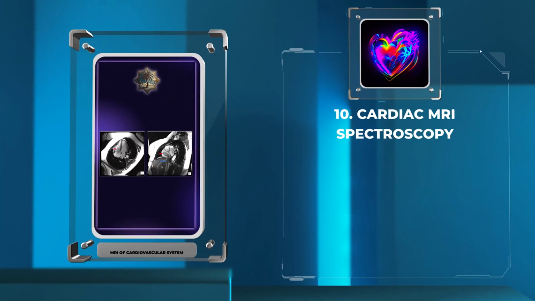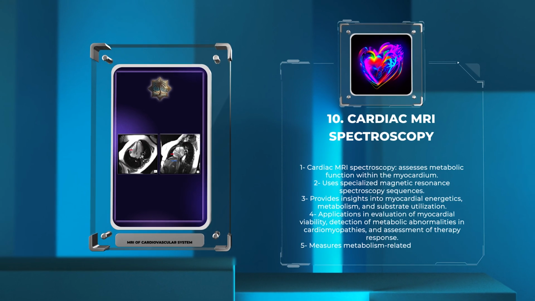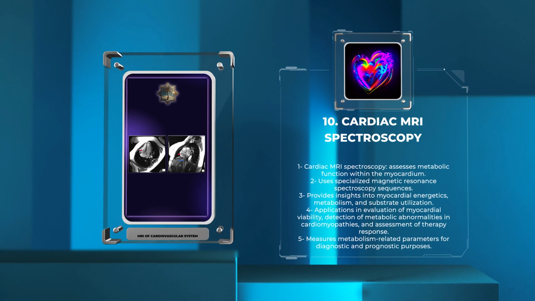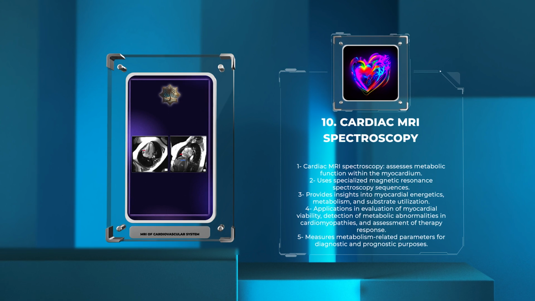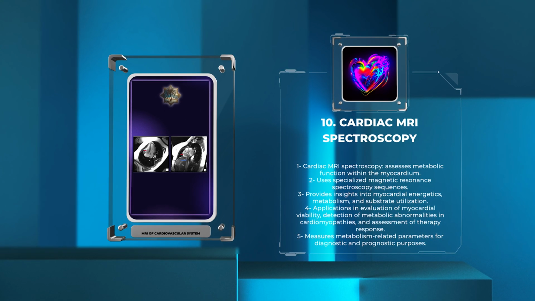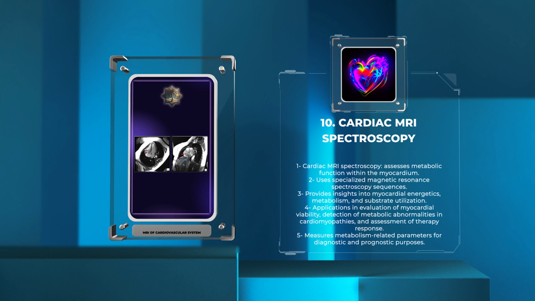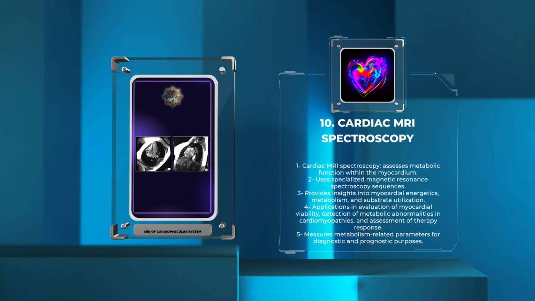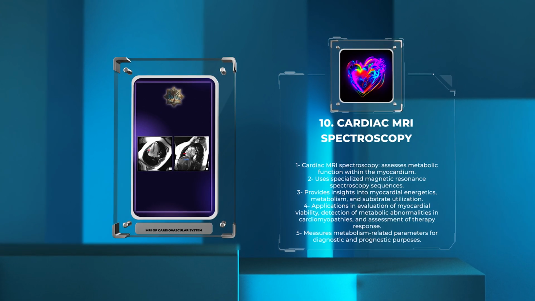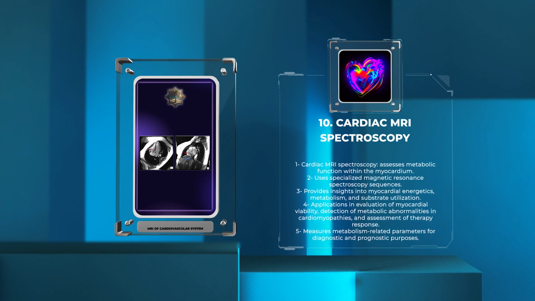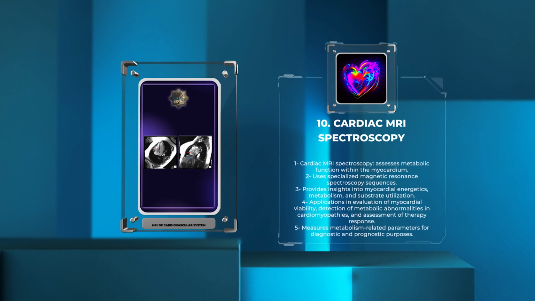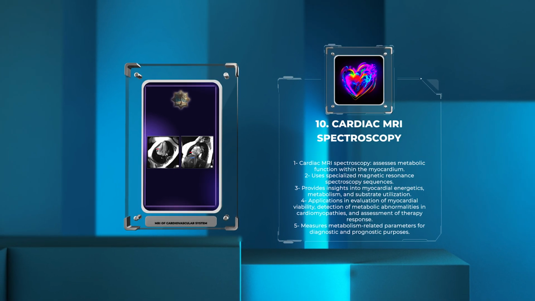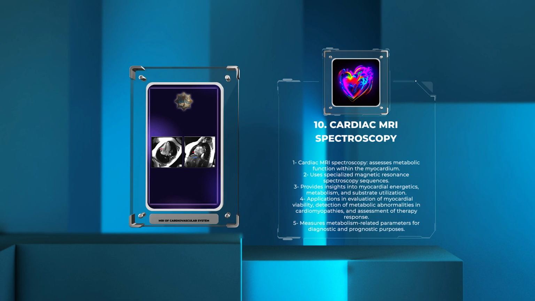Cardiac MRI spectroscopy is an advanced technique that allows for the assessment of metabolic function within the myocardium. By using specialized magnetic resonance spectroscopy sequences, it provides insights into myocardial energetics, metabolism, and substrate utilization. Cardiac MRI spectroscopy has applications in the evaluation of myocardial viability, detection of metabolic abnormalities in cardiomyopathies, and assessment of response to therapy. It can measure metabolism-related parameters, such as creatine kinase and high-energy phosphates, providing valuable information for diagnostic and prognostic purposes.